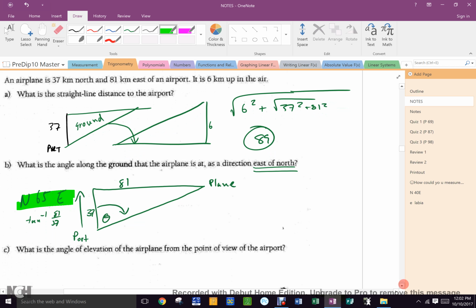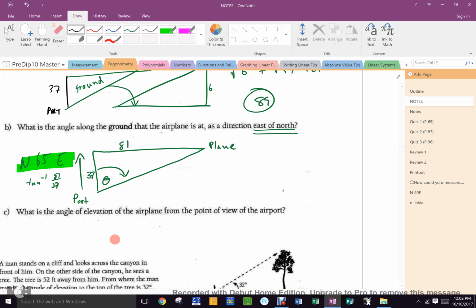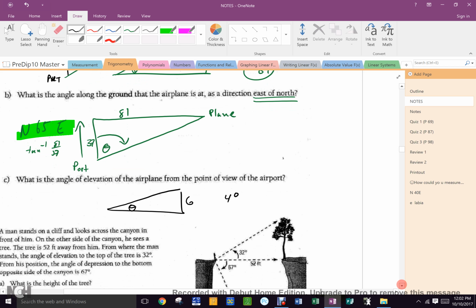And the angle of elevation, well, if I went up 6, and I have both of these sides now, I need the angle of elevation. I can use tan, sine, or cos. It doesn't matter. And the answer is 4 degrees-ish. Is everybody okay to there? And the rest of it is very straightforward.